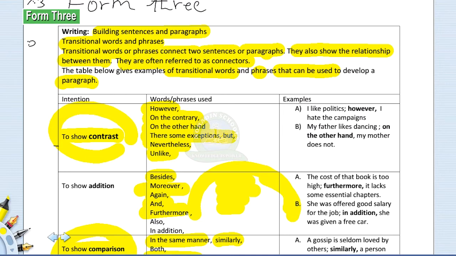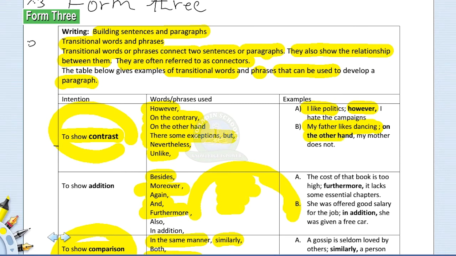So whenever you are using these transitional words, let me give you quick examples. For example, when you are contrasting, you say, I like politics. However, I hate the campaigns. So, see, you use the word however, but look at the second example. My father likes reading the Quran, right? But I don't know whether, maybe in some cultures their fathers like dancing. So, my father likes dancing, said unknown person.